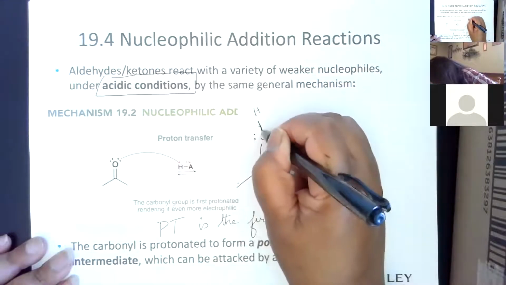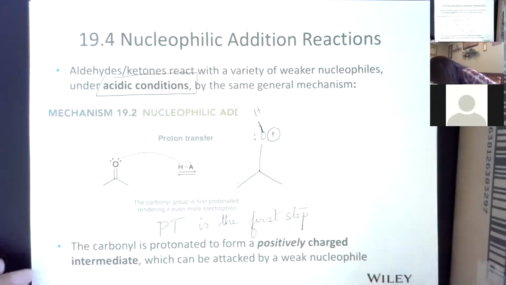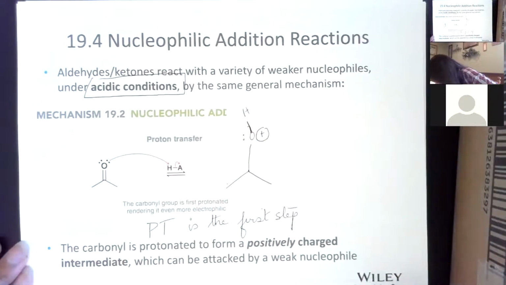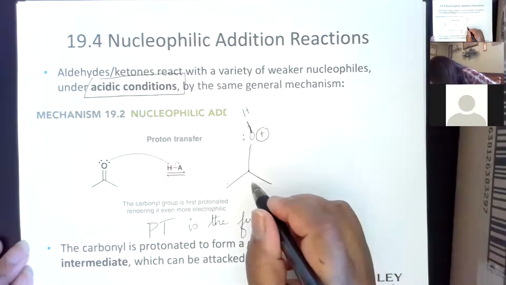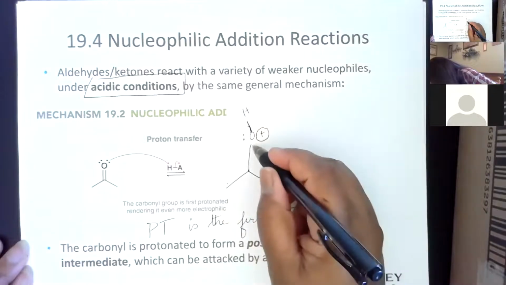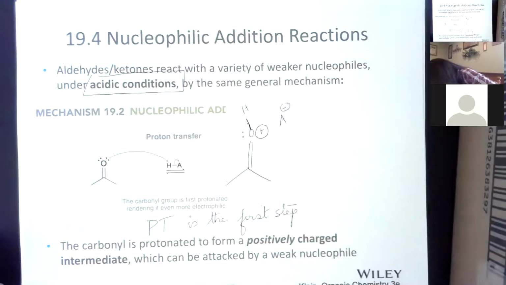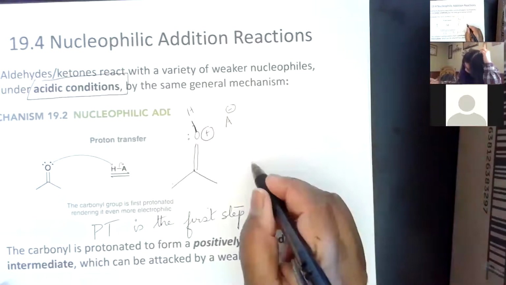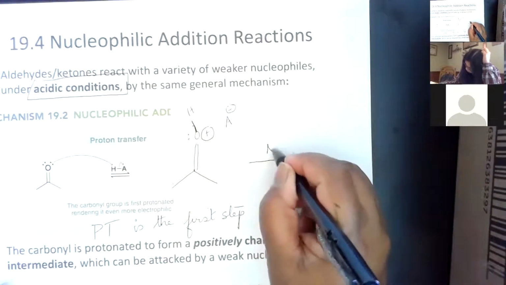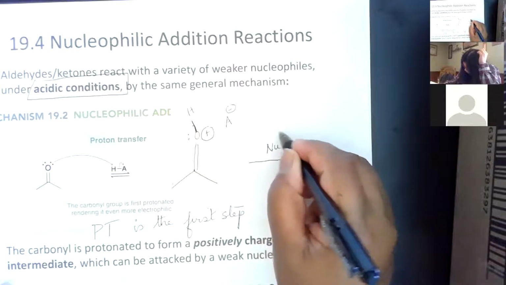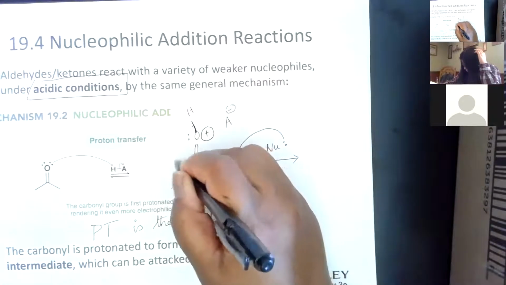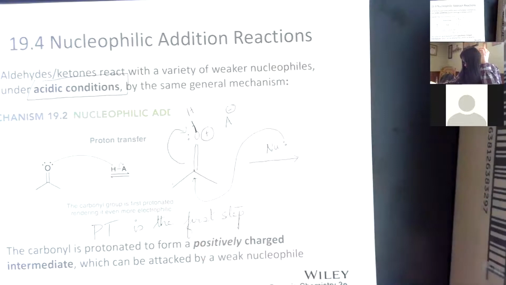Use that for the hydrogen. All right. So this is still nucleophilic attack. Next, the nucleophile comes in. Okay, because oxygen doesn't like the negative charge.